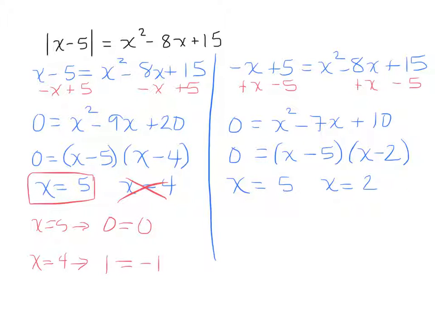And then we'll check the x equals 2. For x equals 2, 2 minus 5 is negative 3, but the absolute value of that is 3. And then we'll do 2 squared minus 8 times 2 plus 15, which is 3. We get 3 equals 3. So this one is a solution. This one has 2 actual solutions. x equals 5 and x equals 2.